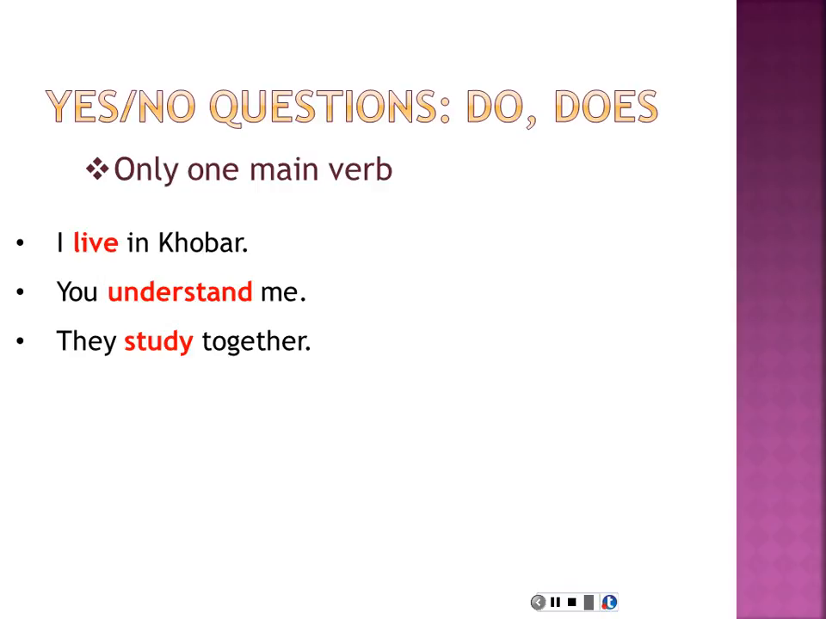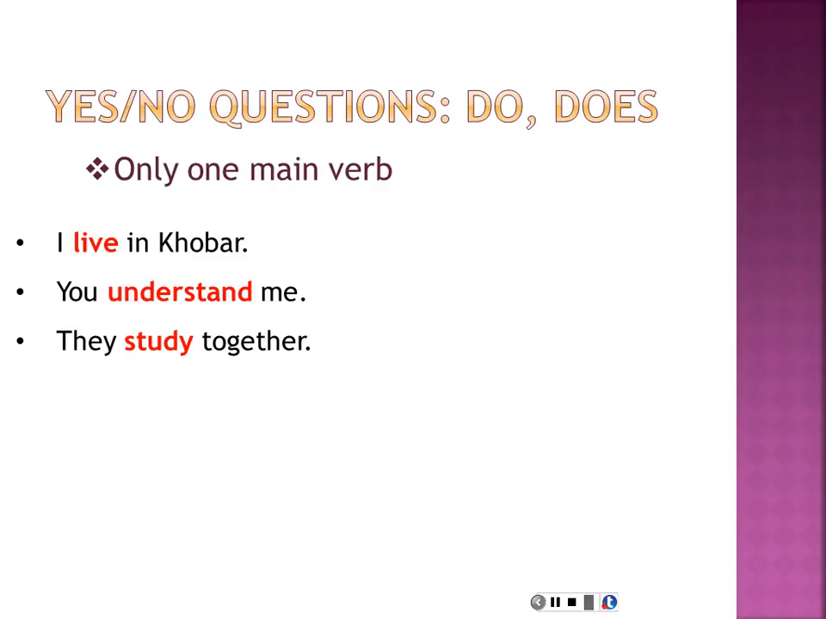Note those three sentences. I live in Khubar. You understand me. They study together. Those three sentences, those three examples, all of them have a main verb. In each sentence there is a main verb, which is live in the first example, understand in the second example, and study in the third example. So in this case we have to use do or does in order to make a question.